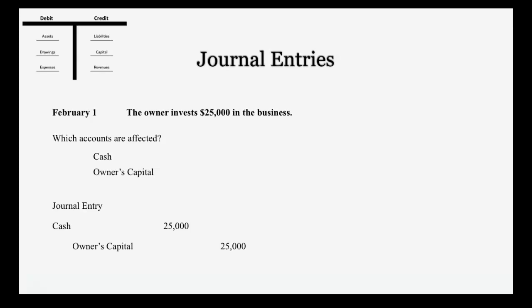And you'll notice the credited account is indented in a journal entry. So we will first list out all of our debited accounts, and then list all of our credits, and those accounts that are being credited have to be indented. So then that way, when we're looking down a journal page, we can easily see which accounts are debits and which are credits. So that's going to be our journal entry for this transaction here on February 1st.